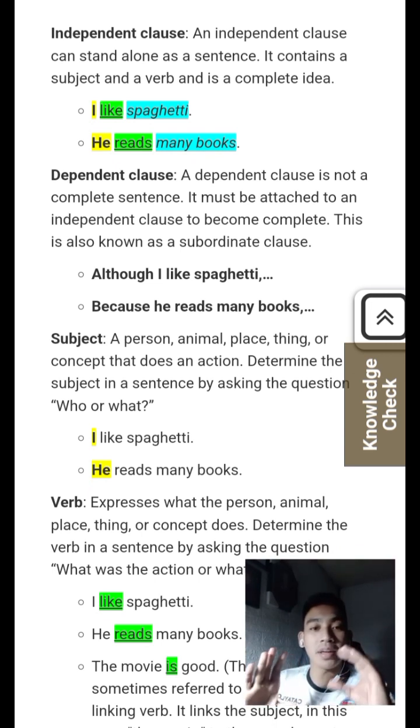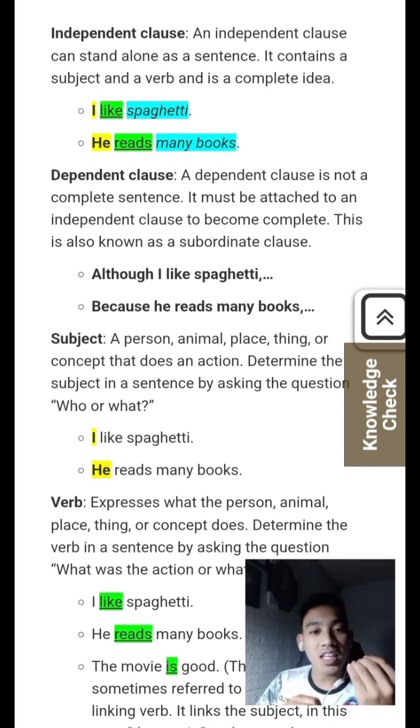dependent clause. A dependent clause is not a complete sentence. It must be attached to an independent clause to become complete. This is also known as a subordinate clause. Example, although I like spaghetti. So, there must be a continuation in order to become a sentence, in order to have a complete idea.